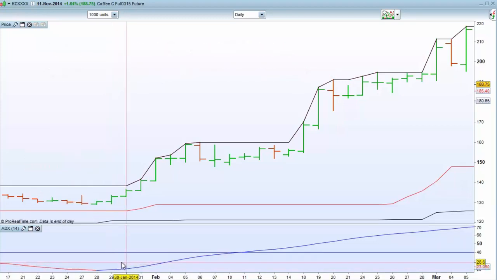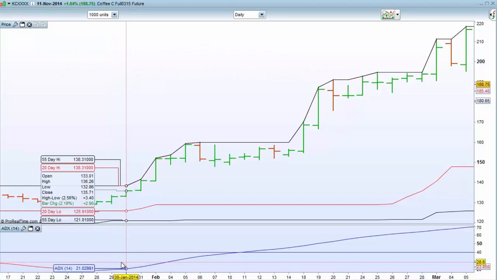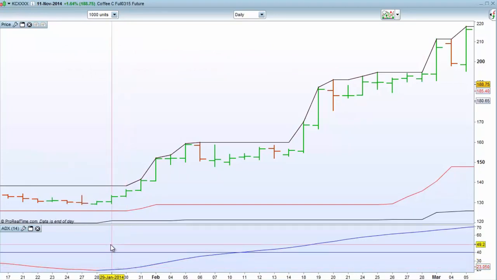So, using the ADX, we want to make sure that the time that we place our 55 channel breakout order, that the ADX is rising, meaning that it is in a blue line. It is not red like over here. Now, let me show you that in more detail in a moment.